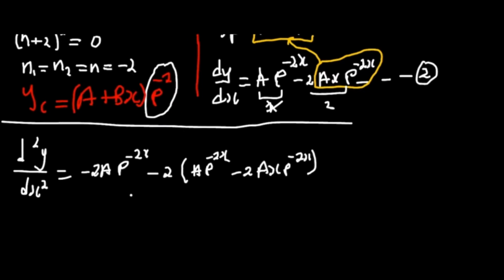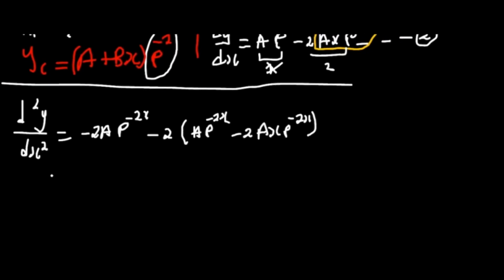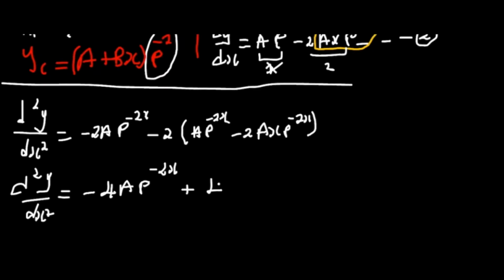So we have that. All we need to do now is to simplify this, and when we simplify, we're going to have d squared y over dx squared will simply be equal to, now this and these are similar, therefore we're going to add them, so it will be minus 4a e to the minus 2x, and when we open the bracket here, plus 4ax e to the minus 2x.